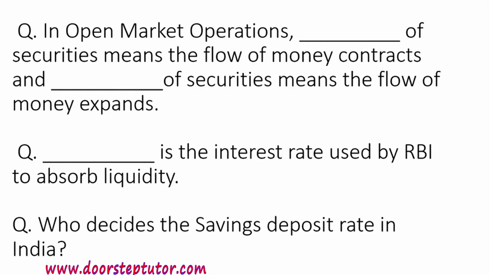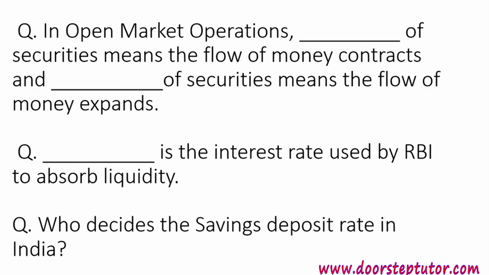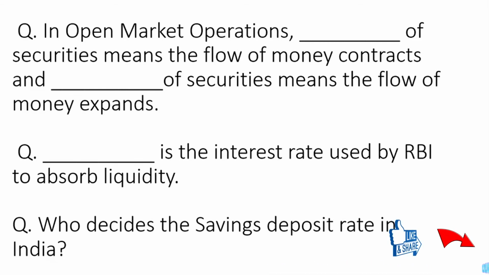In the open market operations, dash of securities means the flow of money contracts and dash of securities means the flow of money expands. The answer would be either purchase or sell in the two blanks. Next, dash is the interest rate used by the RBI to absorb liquidity. And the last question is who decides the savings deposit rate in India?